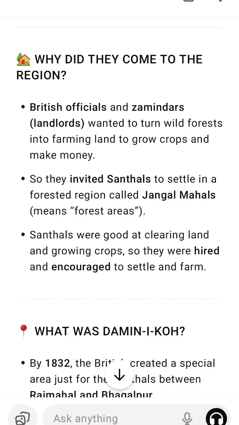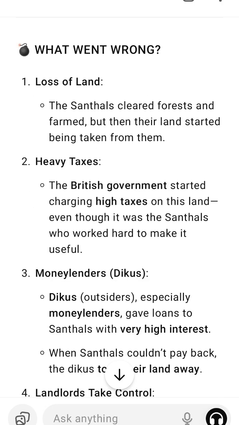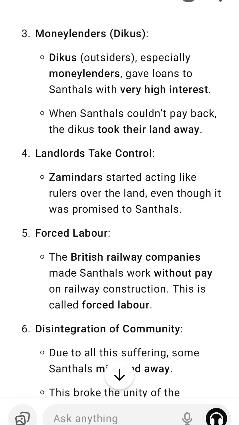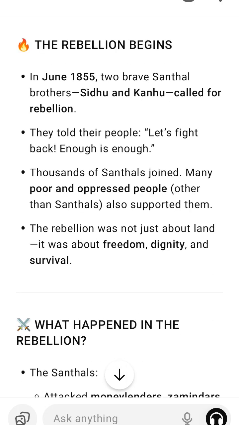What was Damini Ko? By 1832, the British created a special area for Santhals between Rajmahal and Bhagalpur. This place was called Damini Ko, means land of the foothills. It was supposed to be a safe homeland where Santhals could live, farm, and not be disturbed. Santhals moved in large numbers, cleared land, and began settled farming. By the 1850s, they had built a strong community there.